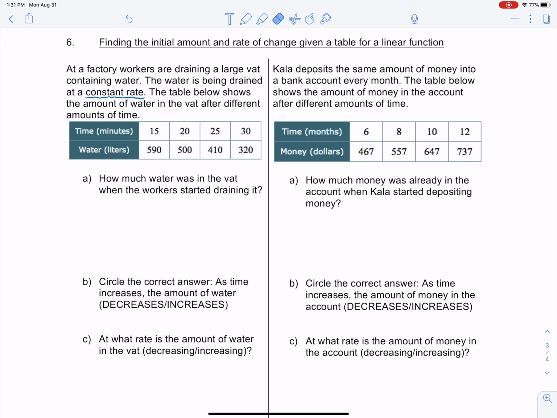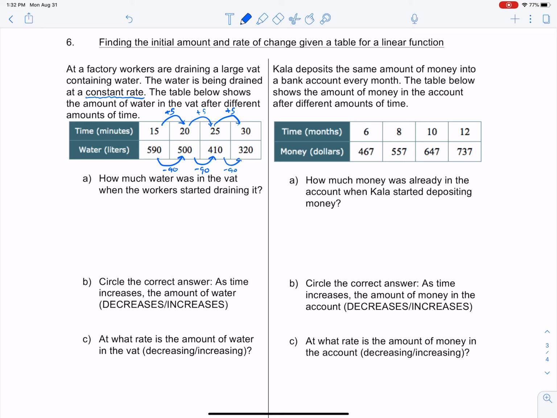notice here that it's at a constant rate, and that's key because from 15 minutes to 20 minutes is plus 5. And you'll see why this constant rate is important. Then 20 to 25 was plus 5, and so on and so forth. So every 5 minutes we drained 90 liters, right? 500 to 410 is you're losing 90. And then 410 to 320, negative 90.